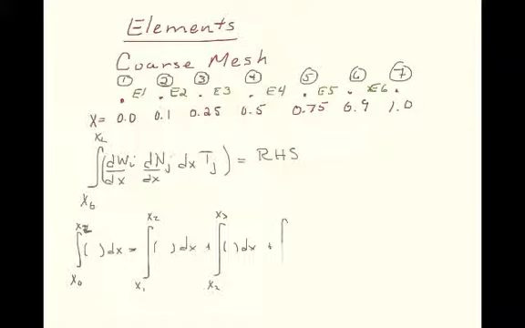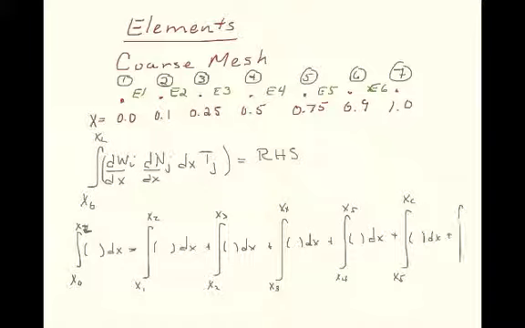plus x3 to x4 plus x4 to x5 plus x5 to x6 plus x6 to x7. So the sum of all of these integrals is the same as the integral from x equals 0 to x equals L.